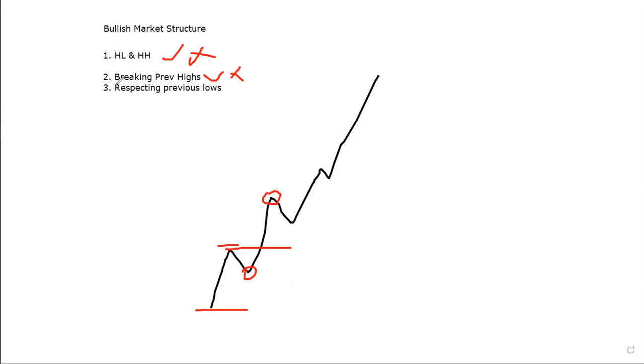At that point, what are we now looking for? We are simply looking for price to be respecting a previous low. So when price drives back from this level, as long as it does not break below this previous low, we are still going to be in a bullish market. All right. Very, very simple.